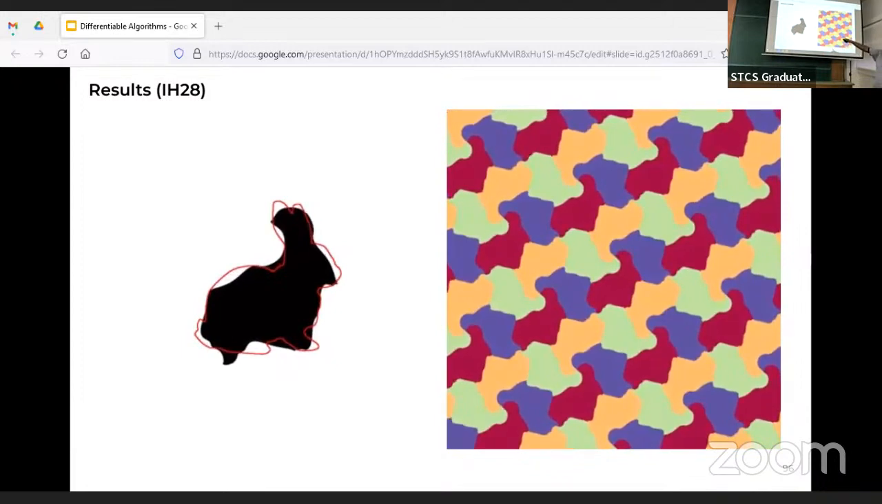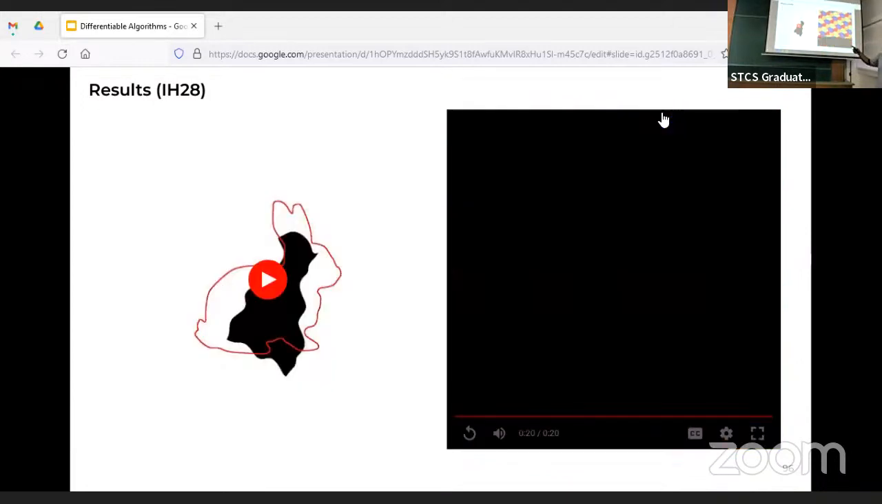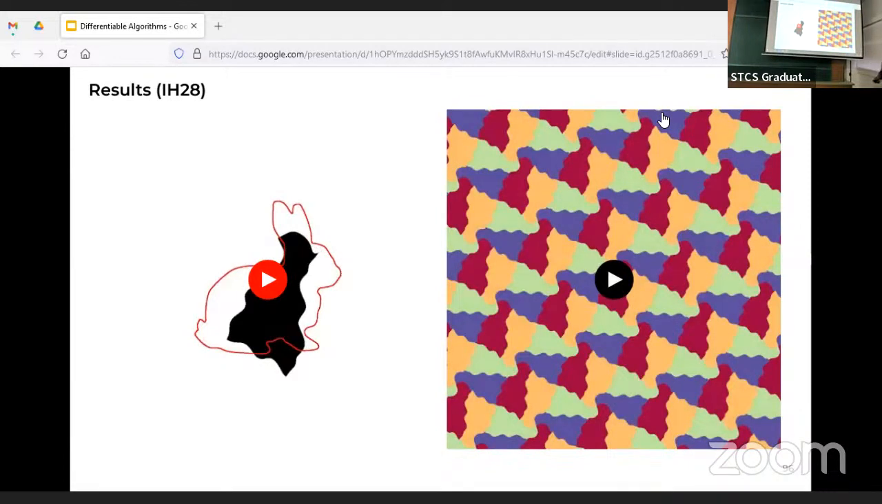Yes, these are the tiling. No, it's the exact red thing that also has a tiling. No, that's an arbitrary image from the internet.